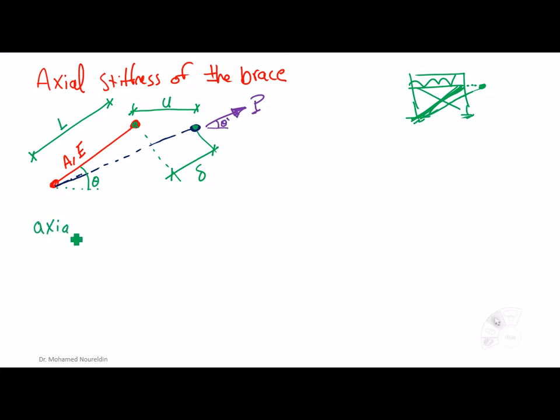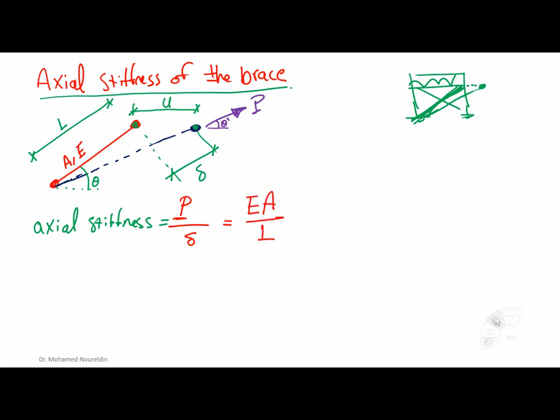So the axial stiffness of the bracing is going to be P, the force applied, over delta. We are talking about axial behavior, so we are talking about delta here, P over delta. And commonly, from statics, we know that it equals EA over L, right? So this is the axial stiffness for us.